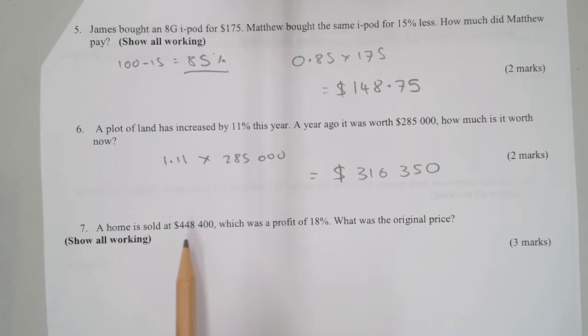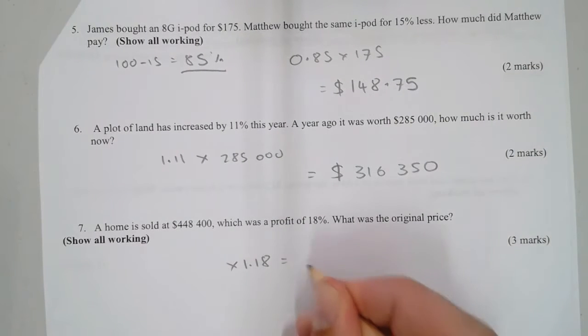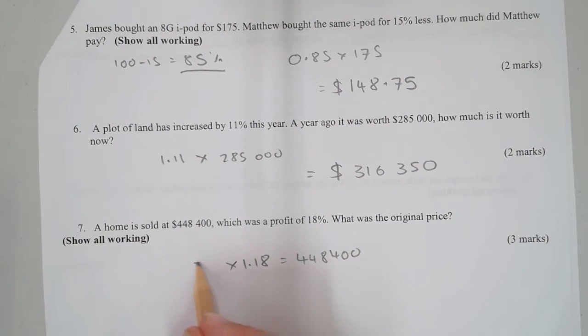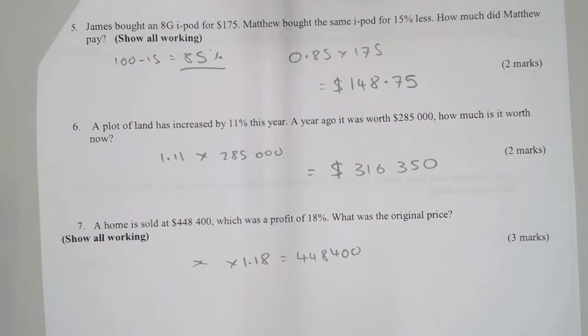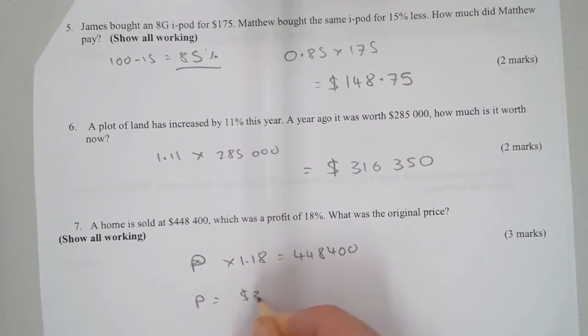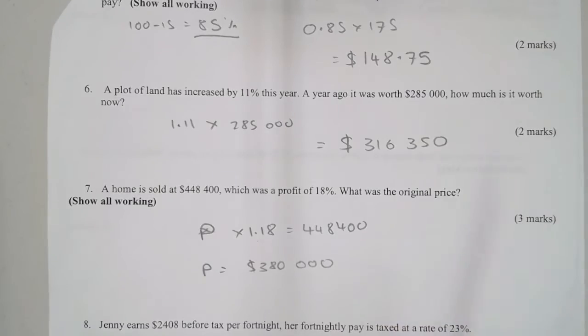A home is sold at $448,400, which was a profit. So what was the original price? Now, if it's increased by 18%, you times it by 1.18, but this time they've given us the final value. So to go back to the original, I'm going to call it P for principal, you divide by 1.18. So 448,400 divided by 1.18 gives me my original, which must be $380,000.